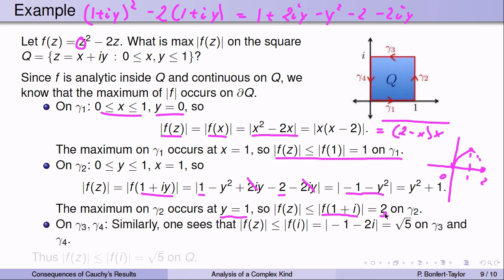You do the same thing for gamma 3 and gamma 4. There you observe that the absolute value of f of z is bounded above by the absolute value of f of i. f of i is equal to i squared, which is negative 1, minus 2i. The absolute value of i squared minus 2i is actually square root of 5. And so on gamma 3 and gamma 4, f is bounded above by square root of 5. That's the largest of all the values we found in the boundaries, so this must be the maximum of f. So we see that the absolute value of f of z is bounded above by the absolute value of f of i, which is square root of 5, on all of Q.